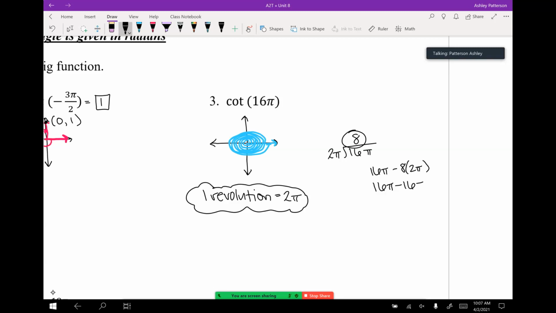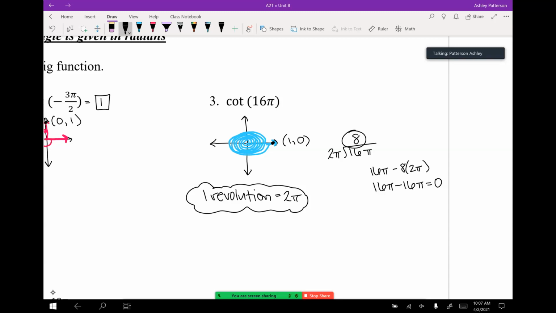16 pi minus 16 pi, which is what? Yeah, very good. It's 0. There isn't anything left over, so right away I know that I'm going to be on the positive x-axis. Sometimes we find this to be a little bit smoother than drawing circle after circle after circle. So here we are at the coordinate 1, 0.